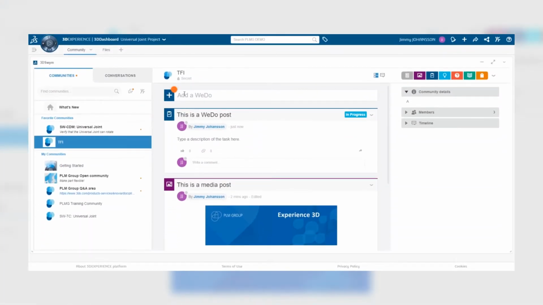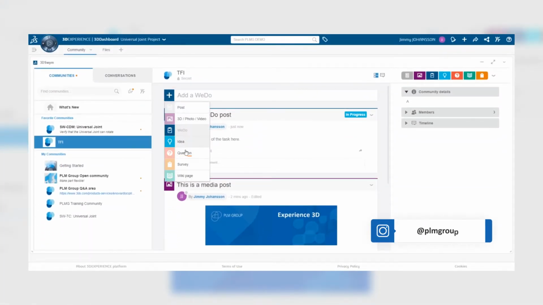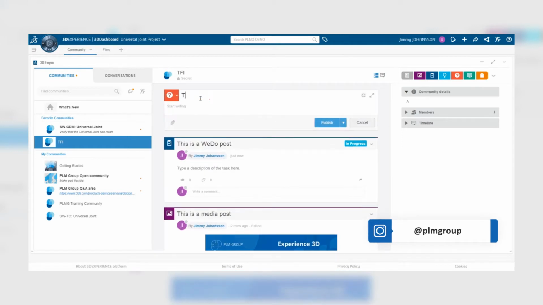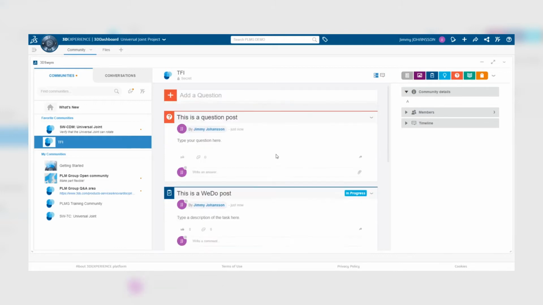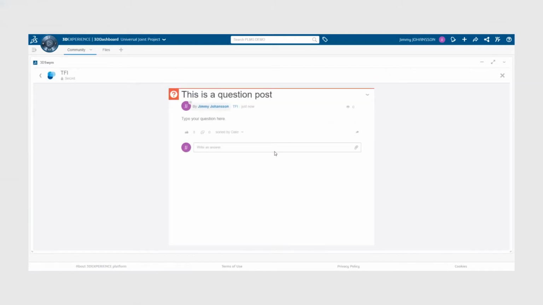There's a specific type of post for questions in the community. Naturally, you can add a title to the questions and such, and you can also add an in-depth, detailed explanation, making it easier for your community members to see or understand what the question is about. Once a question is published, you can access the question by clicking on it and start writing an answer.